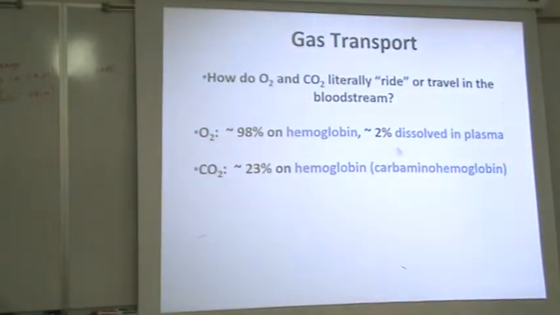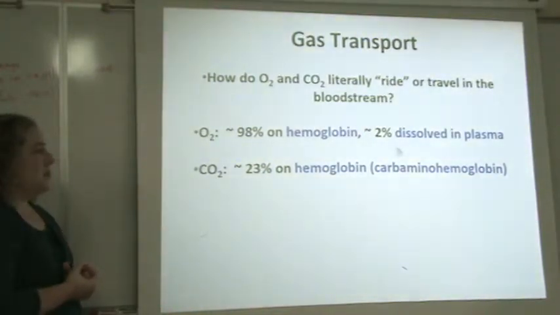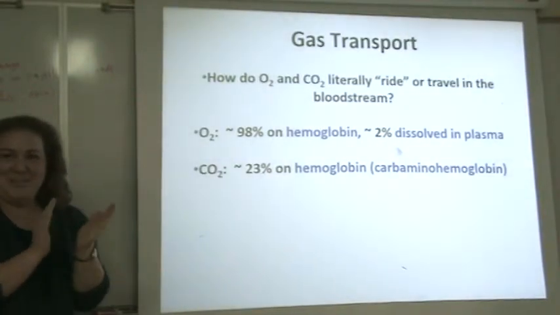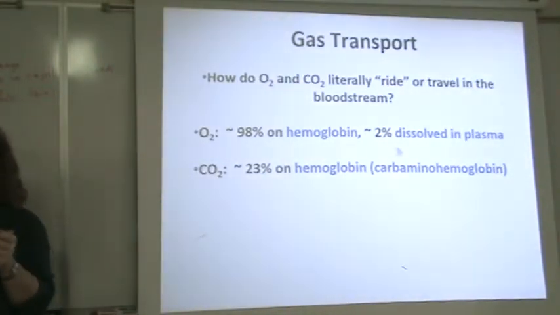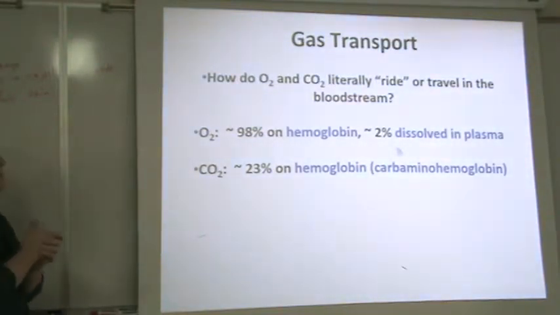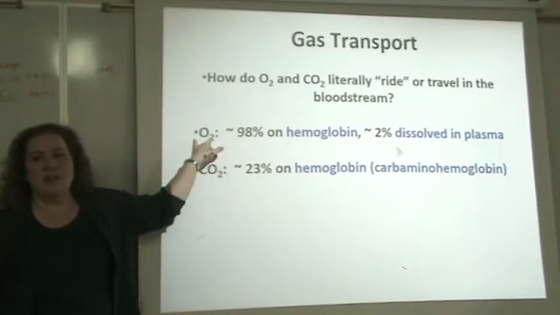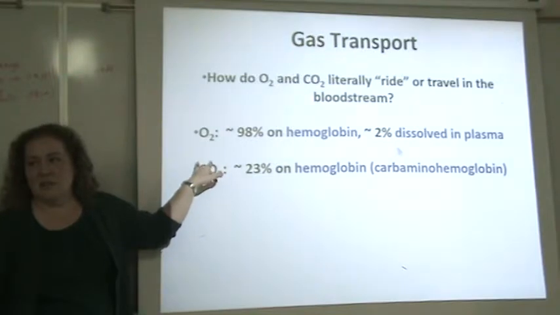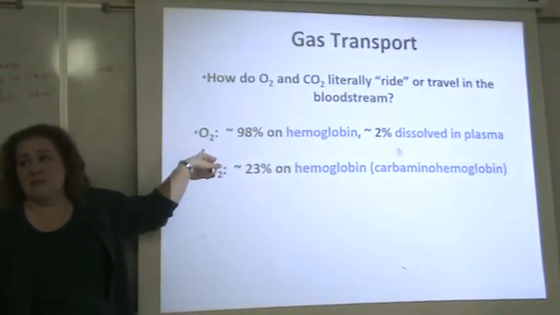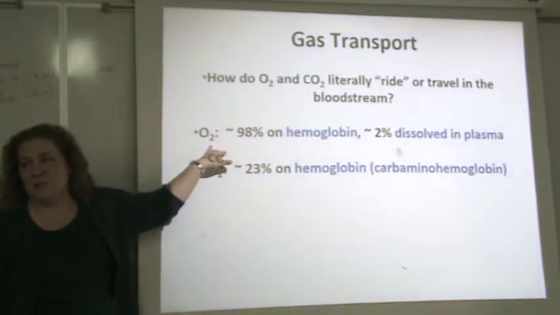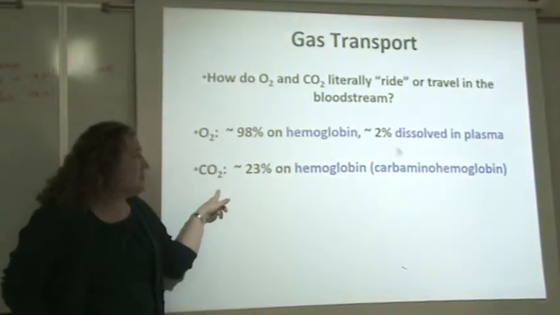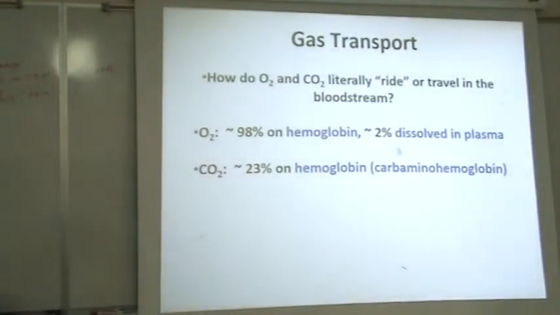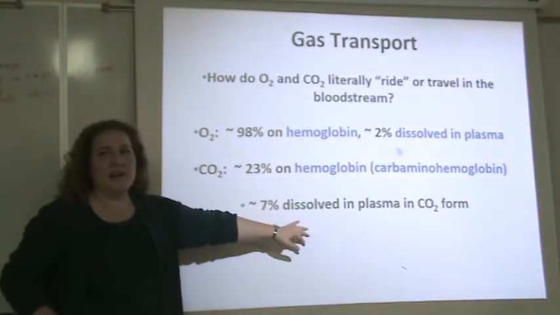For carbon dioxide, it has a greater variety of transport options. Here's a word, carbaminohemoglobin. What that is, is hemoglobin that's bound to CO2 and not oxygen. If hemoglobin is a bus, they're integrated. They can carry both blood gases. People just don't learn about this one as early on. So, of the CO2 in your blood, 23% of it is on hemoglobin. Where's the rest? 7% of it is just dissolved in plasma as CO2.